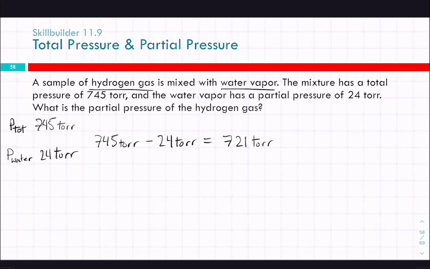So this is what you had to do with the lab last week: you had to subtract out the vapor pressure of that water, because that would affect how much hydrogen gas you calculated.